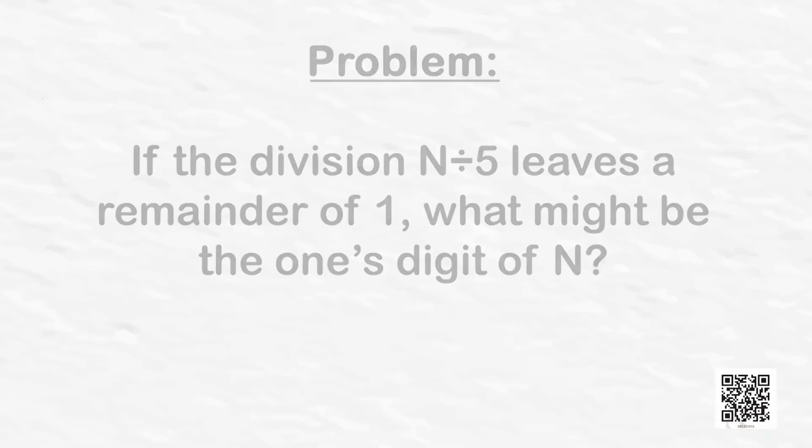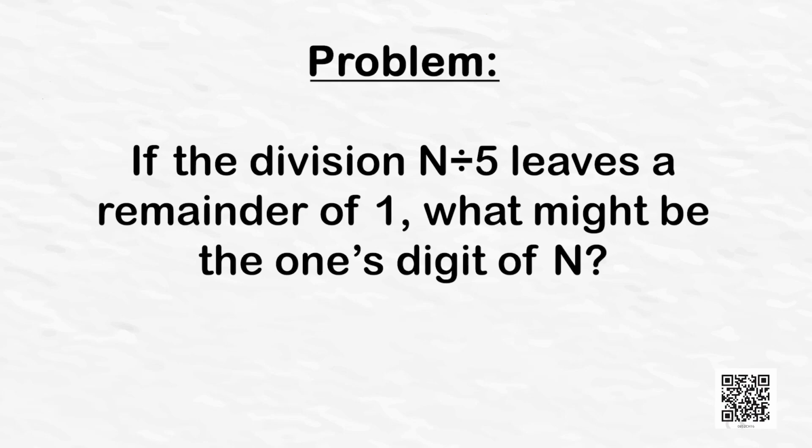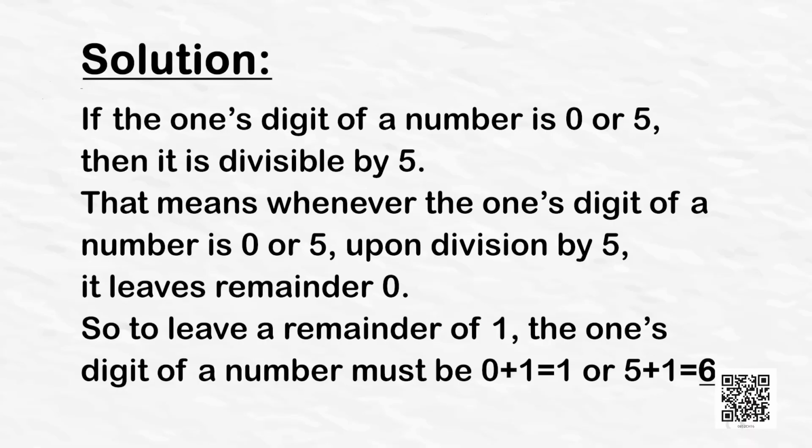Students, let us solve a problem now. The problem says, if the division n divided by 5 leaves a remainder of 1, what might be the ones digit of n? Students, observe that in this division, the ones digit when divided by 5 must leave the remainder 1. So, by the test of divisibility by 5, if the ones digit of a number is 0 or 5, then it is divisible by 5.